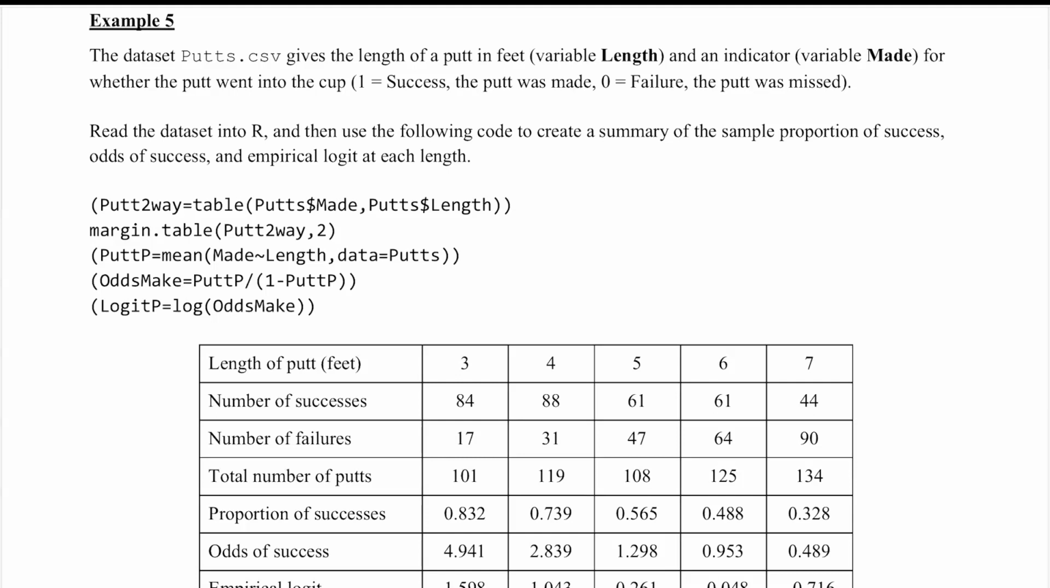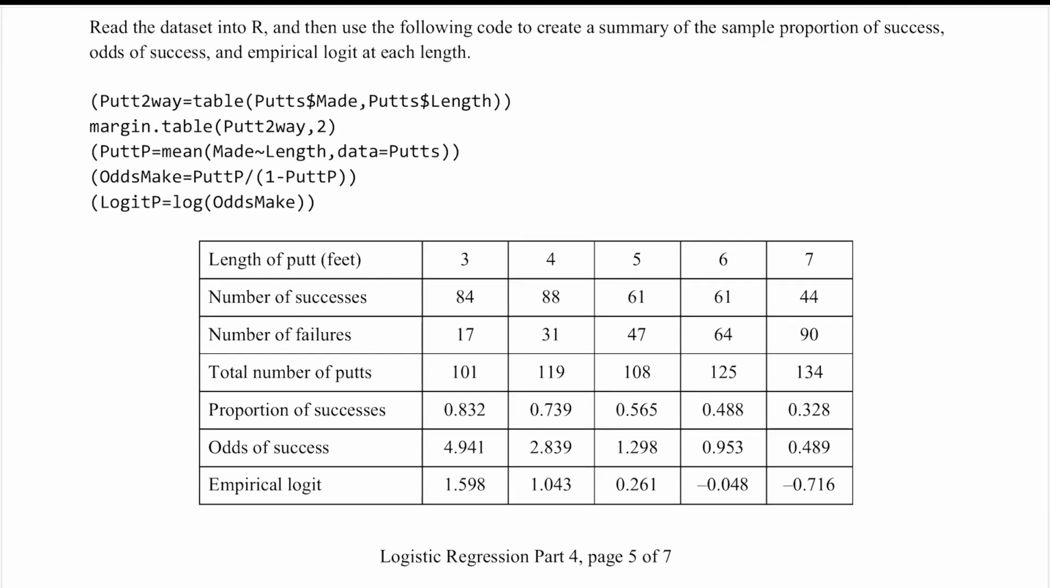So we have this data set, putts.csv. This data comes from a golfer who was attempting putts at different lengths from the cup, 3 feet, 4 feet, 5 feet, 6 feet, and 7 feet from the cup, and keeping track of whether he made the putt or not. So notice that our explanatory variable, the length of the putt in feet, is quantitative this time, and our response variable is still binary categorical. 1 we're going to code as success, he made the putt. 0 is failure, he missed the putt.